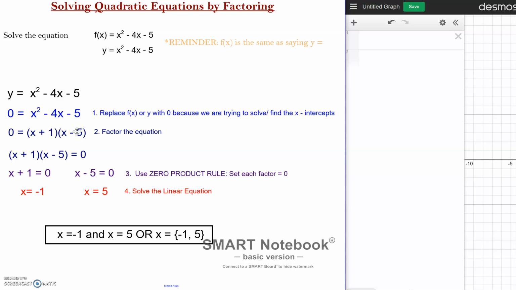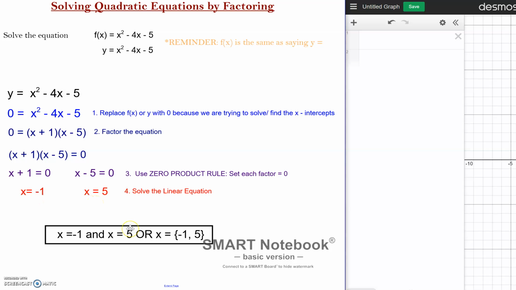Next, we need to set our factors equal to 0. So this is where we're applying the zero product rule. This looks a little weird. So in this step right here, I like to see my 0 on the right hand side, and it's just easier to read. So I rewrite it with my 0 on the right hand side. Now I separate it, set them equal to 0, and then we solve.